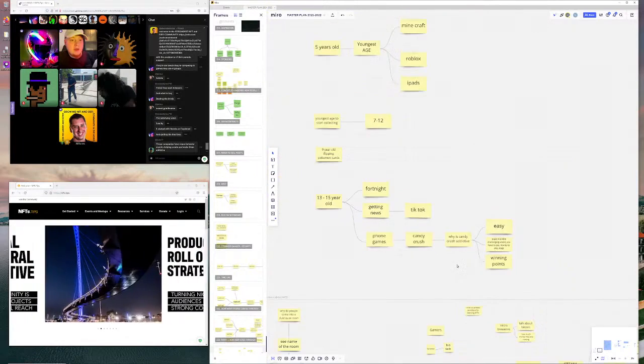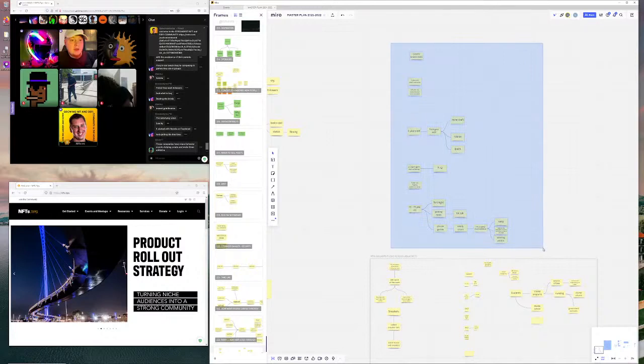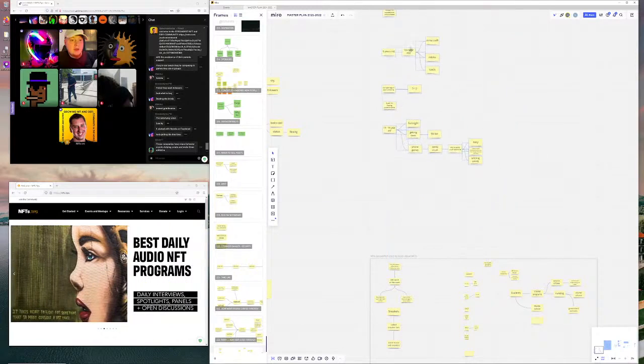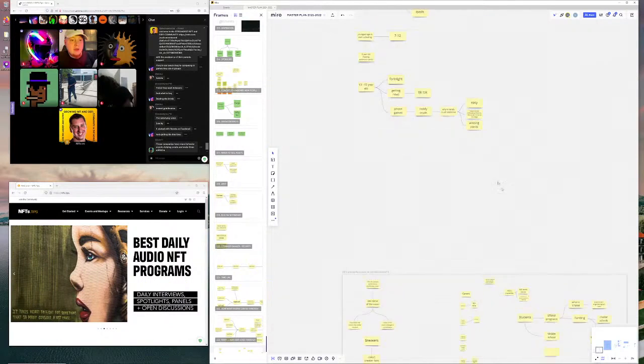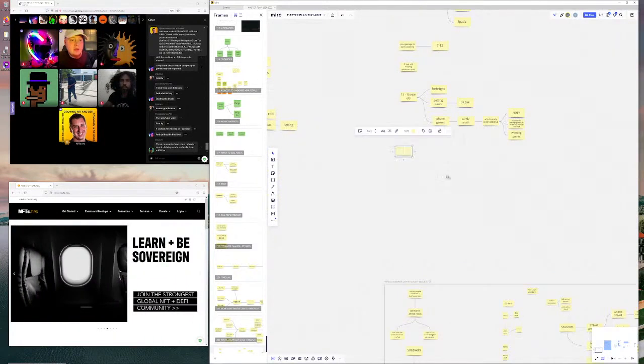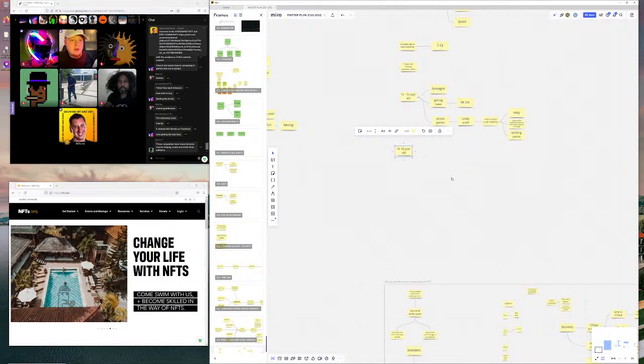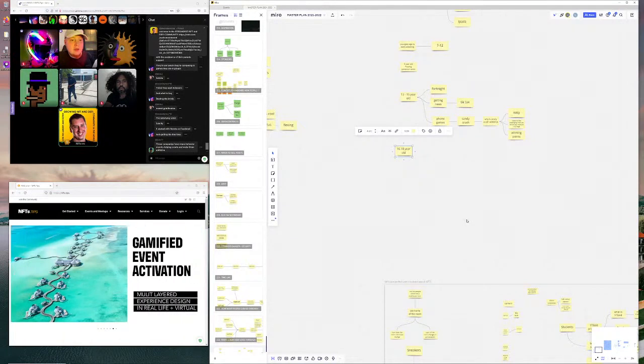Alright, so let's go to 16 to 18. What's important to a 16 to 18-year-old?